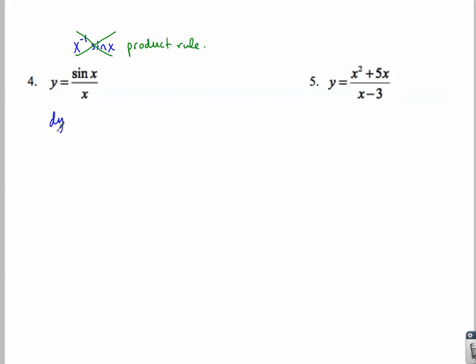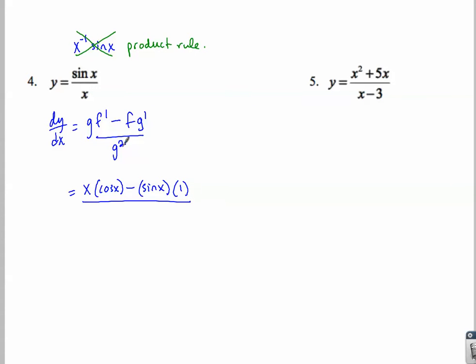So let's write down our quotient rule. The derivative of this is the bottom times the derivative of the top minus the top times the derivative of the bottom over the bottom function squared. Bottom is x, derivative of the top is cosine x, minus top, sine x, times the derivative of the bottom function. Bottom function is x, so its derivative is 1. All over the bottom function squared, x squared. Done. But not so pretty, so let's simplify a little bit more. x cosine x, because at least I can take away the parentheses, minus sine x, all over x squared, and done and a little bit prettier.